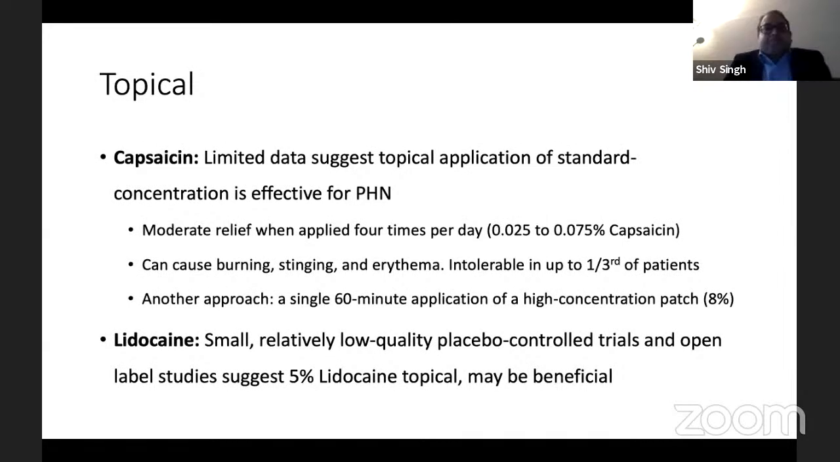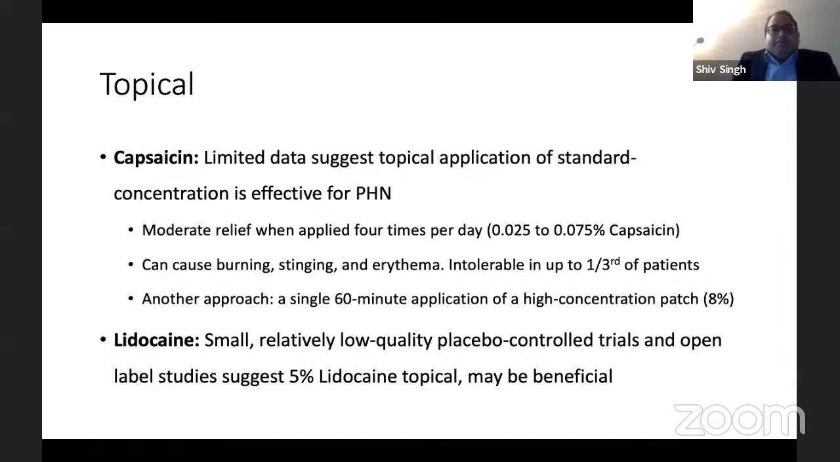Now, topically, capsaicin has been used, even though there is limited data. But I think the concentration used varies quite a lot. People have used very low concentrations of capsaicin, 0.025% to 0.075%, which is actually a very low concentration. You need to apply it around four times a day. And the reason people tend to use low concentration is because it causes burning, stinging, and erythema, so almost one third of patients are intolerant to this treatment. But with high concentration, where they use 8%, a 60 minute application seems to actually work well.